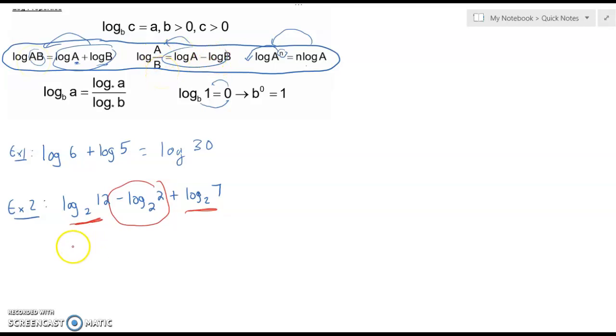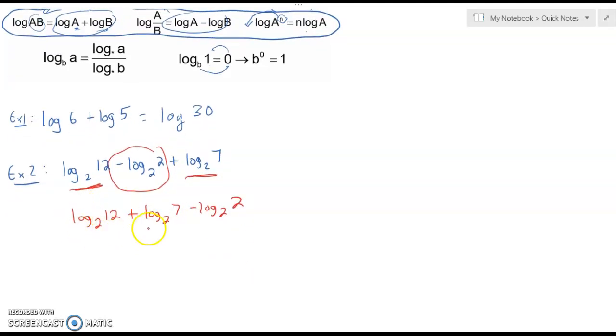What I'm going to do is rewrite this so I can more easily see that I should be multiplying these together and dividing these. So when I multiply the 12 and 7, that's going to give me log base 2 of 84. And subtracting means I'm going to divide. I'm going to divide by 2. It's going to end up giving me log base 2 of 42.